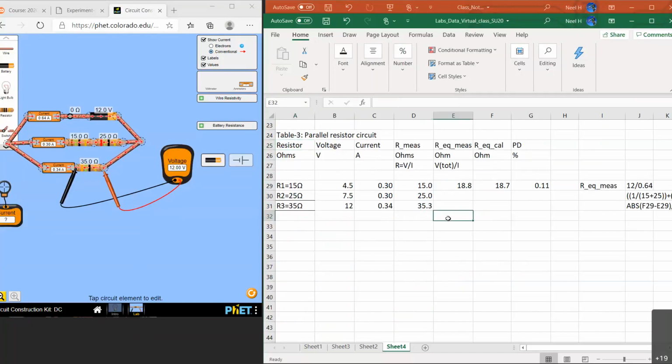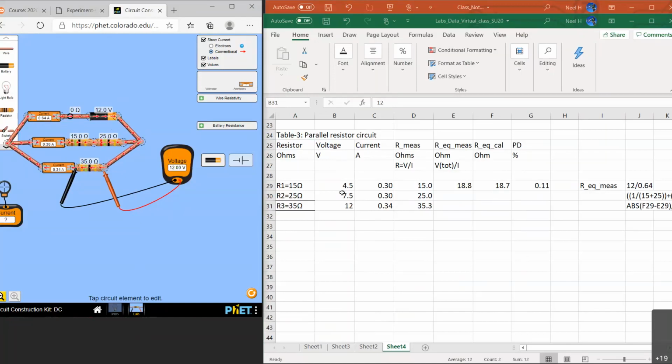Anybody have any question? I is right here, total current. Total current is 0.64. You have to observe that from your circuit. Go to the circuit and then observe the current passing through the top line. Current passing through the top line is actually the total current.